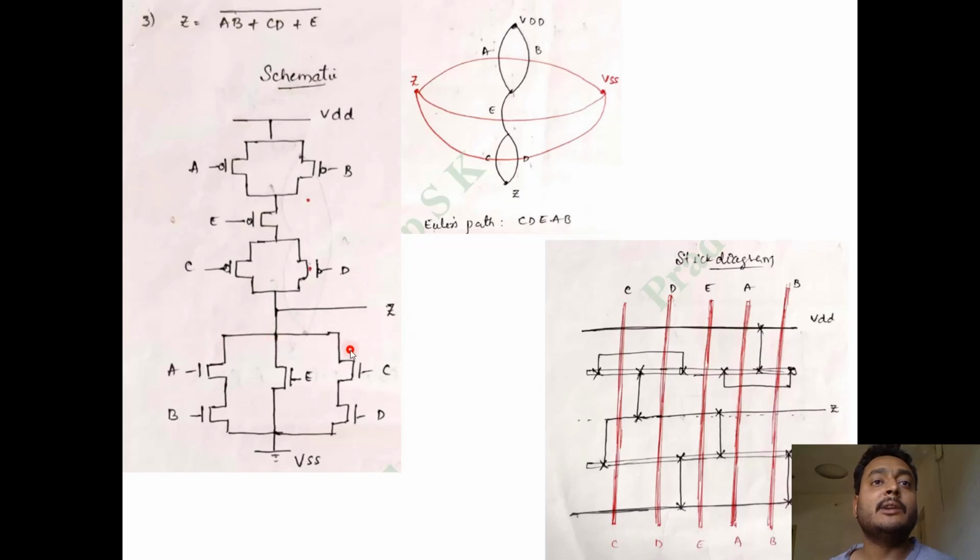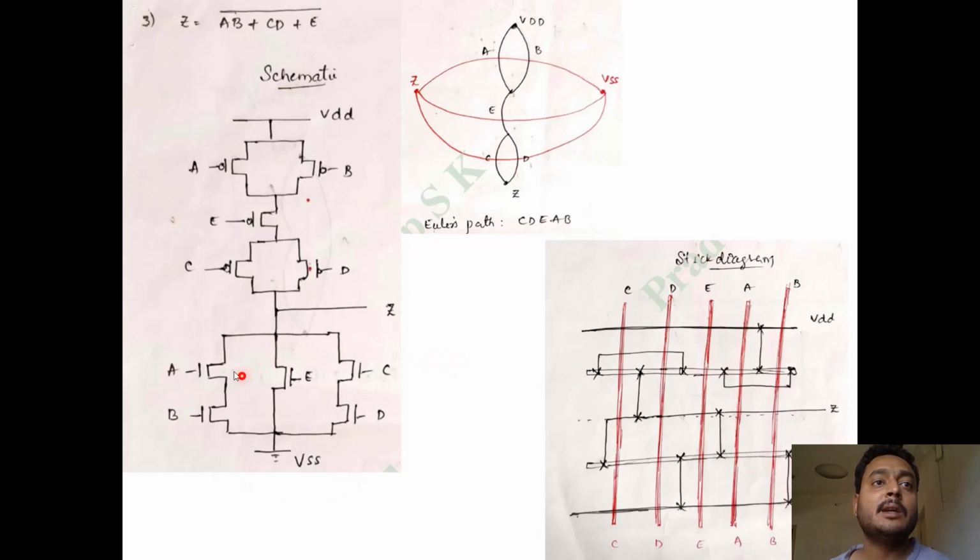So A, E, C together is to Z. So which one is available for me here? So A is available together. I'll join to Z, and C single terminal to Z.